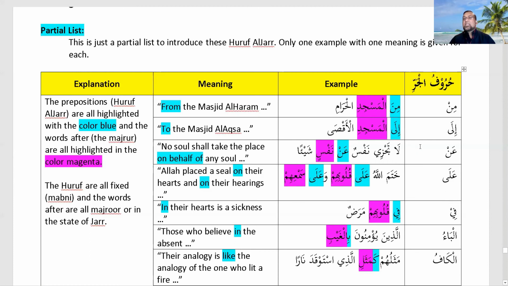Ila, the next one is ila. Ila harfu jar mabniyun ala sukun. Ila al-Masjid al-Aqsa. And by the way, this is the same ayah as this one. Min al-Masjid al-Harami ila al-Masjid al-Aqsa, to the Masjid al-Aqsa.